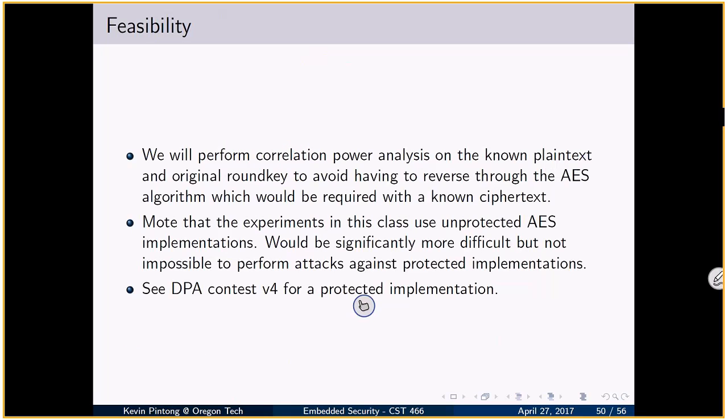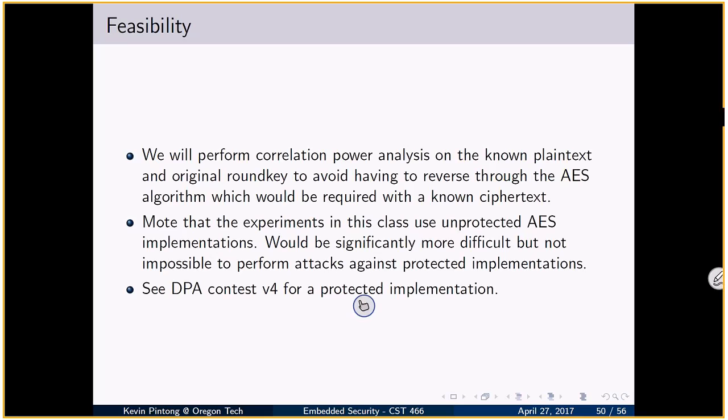So we'll perform the correlation power analysis on the known plain text and original round key to avoid having to reverse through the AES algorithm, which would be required with another ciphertext. Remember, we can attack the front end of the algorithm or the back end. We're going to attack the front end, right, where it starts, because that's kind of easier.